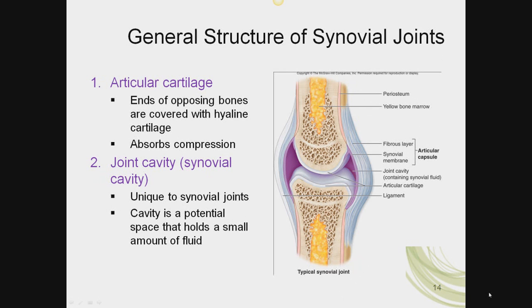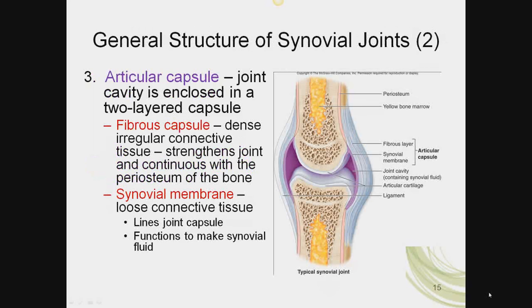Only synovial joints house a joint cavity or articular cavity. It's a space, a potential space, that contains a small amount of synovial fluid. The cavity permits separation of the articulating bones. The articular cartilage and synovial fluid within the joint cavity reduce friction as bones move at a synovial joint. And again, on this picture to the right, you're seeing the joint cavity, and it's containing synovial fluid.